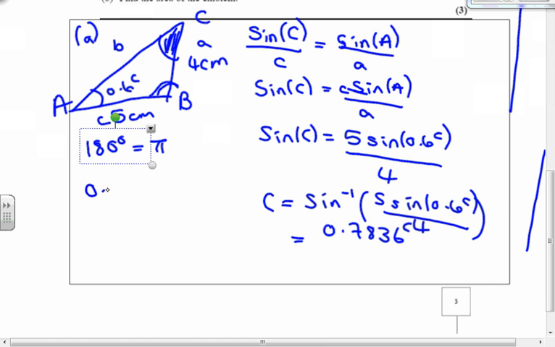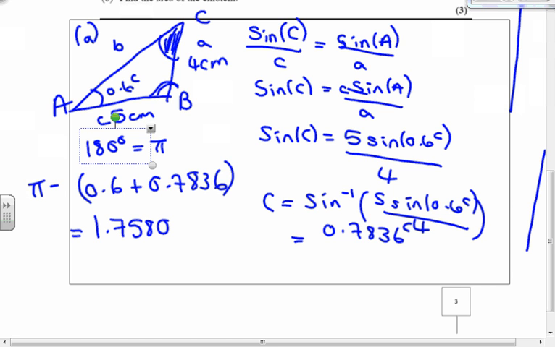So that would be 0.6 plus 0.7836, and of course we'd have to subtract that from pi to get the missing angle. That would give us 1.7580 radians. But of course, we only want our answer correct to three significant figures. So that gives an answer of 1.76 radians.